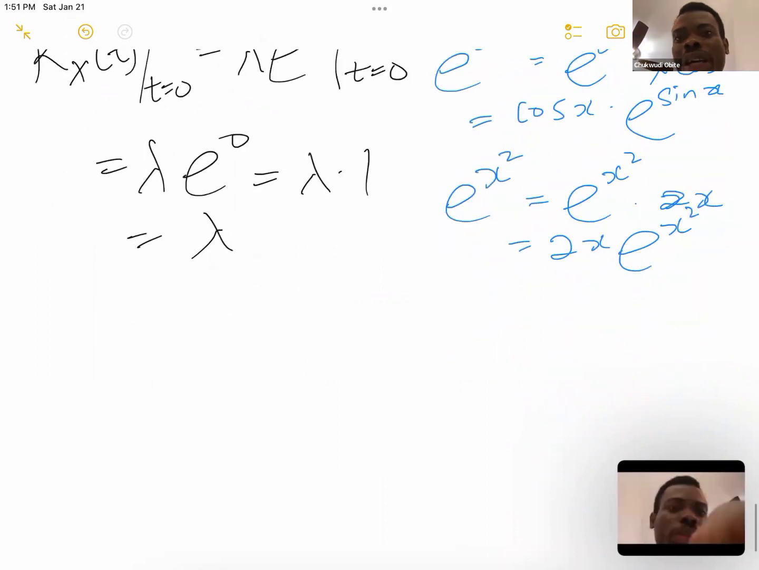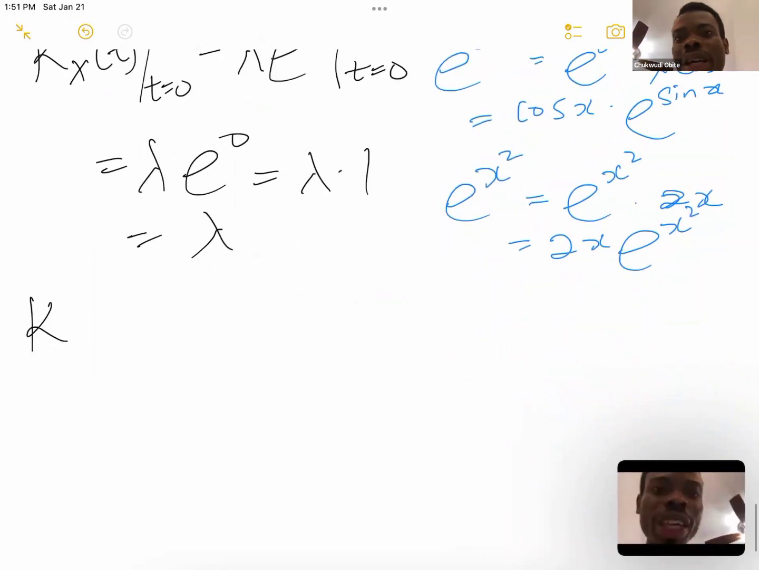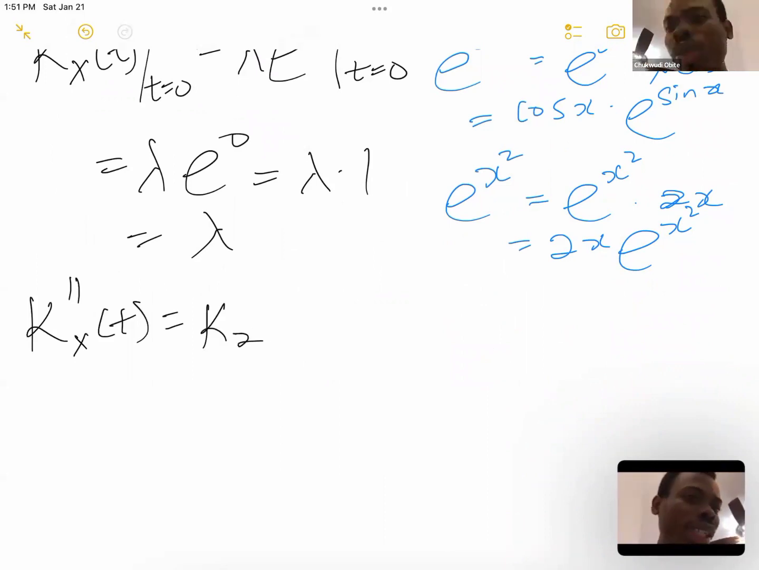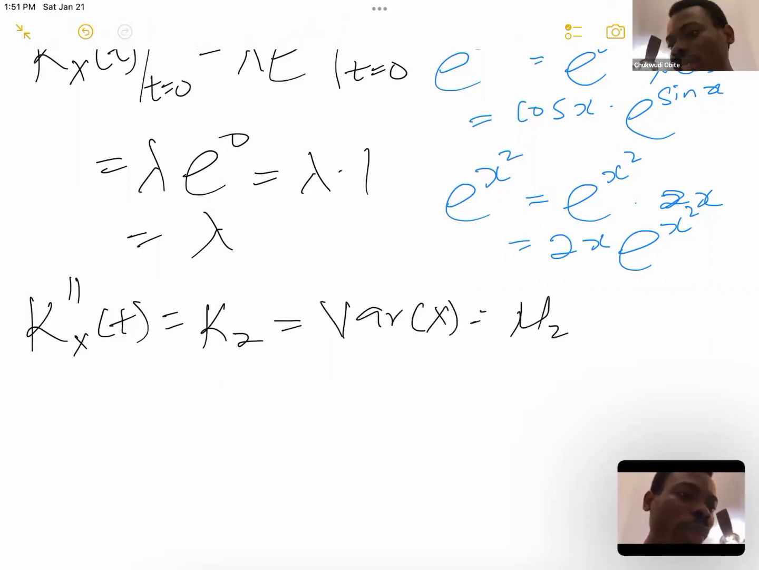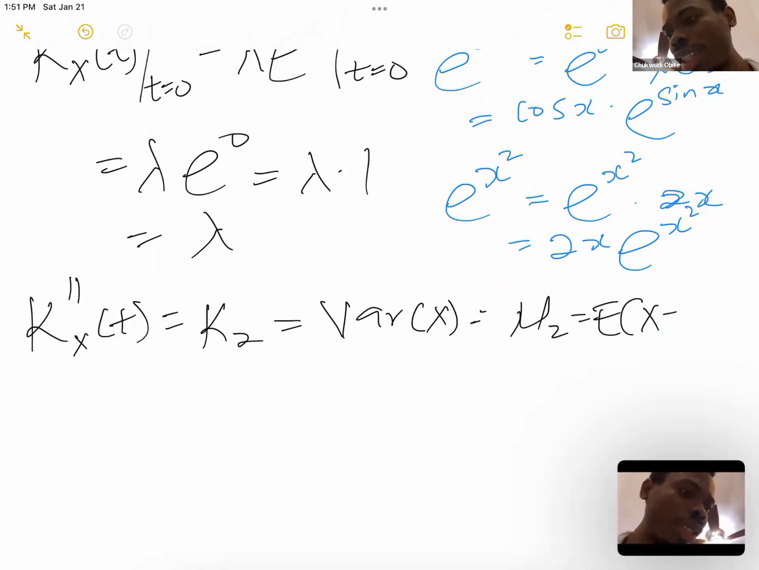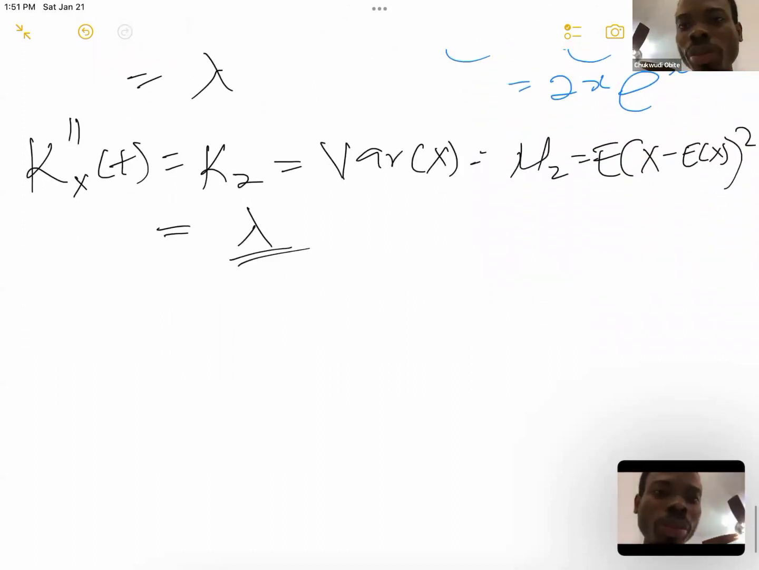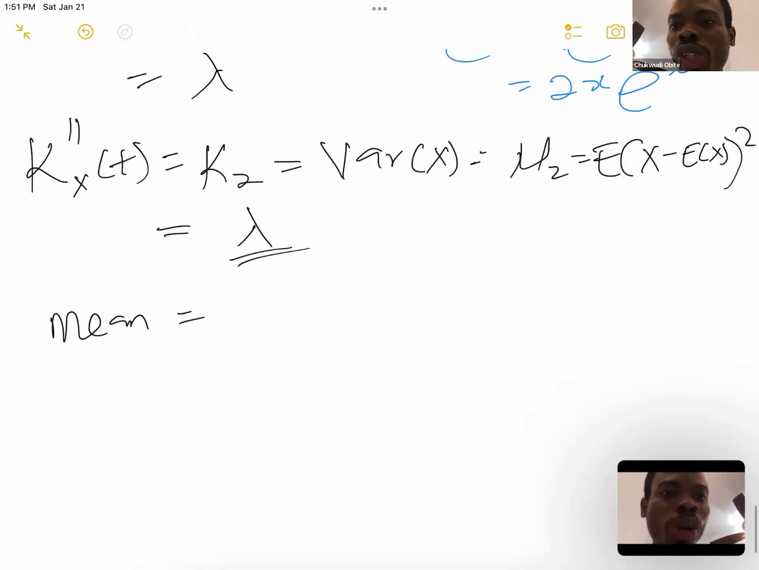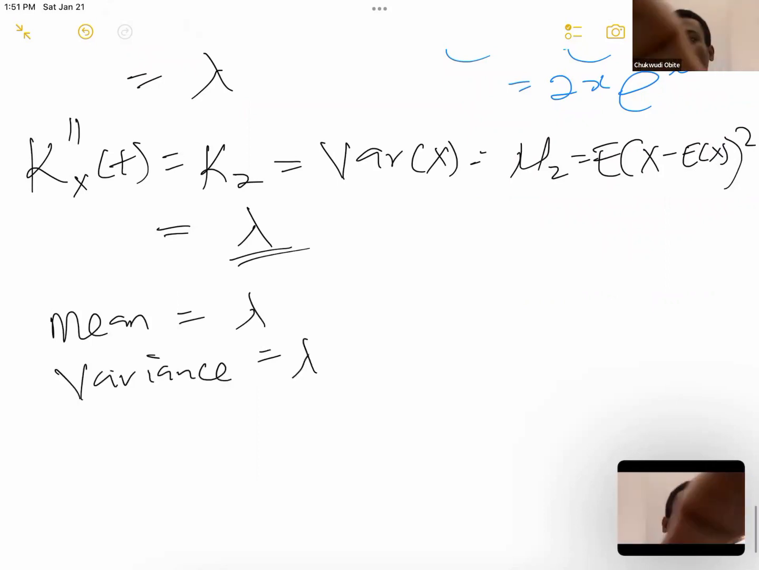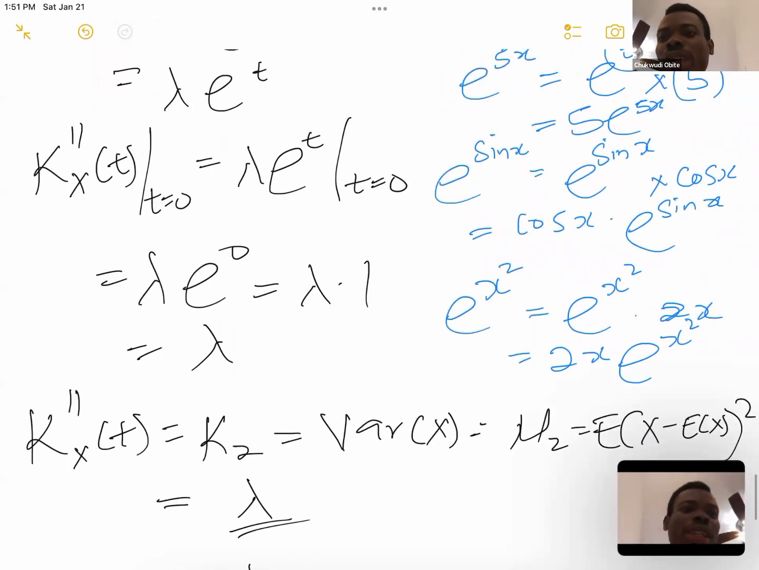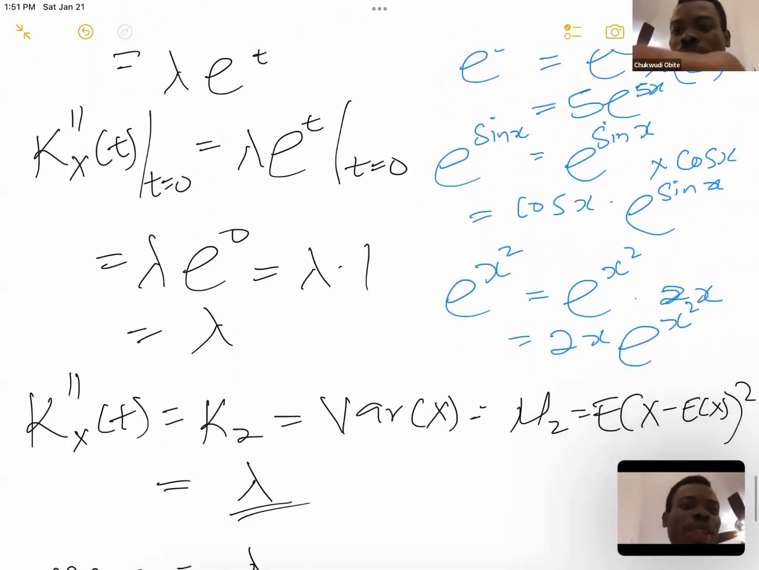And remember, the second derivative of the cumulant function will give you the second cumulant, and the second cumulant is equal to the variance of x, which is the second moment about its mean, the expected value of (x minus expected value of x) all squared. After solving, the variance is lambda. So the mean of a Poisson is lambda, and the variance of a Poisson is lambda. Let's try to get the third. Okay, we can stop here.